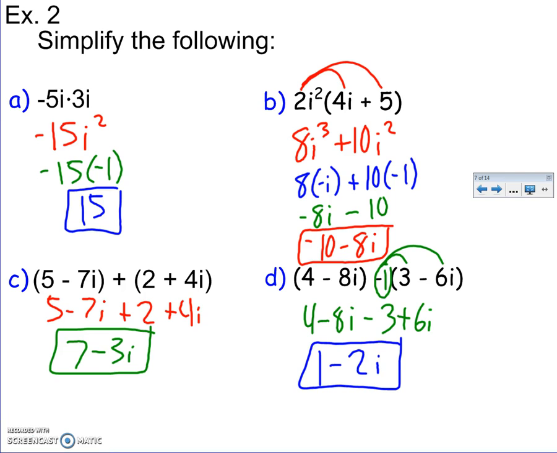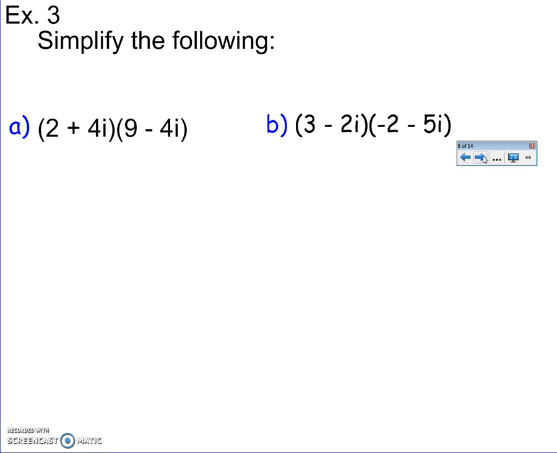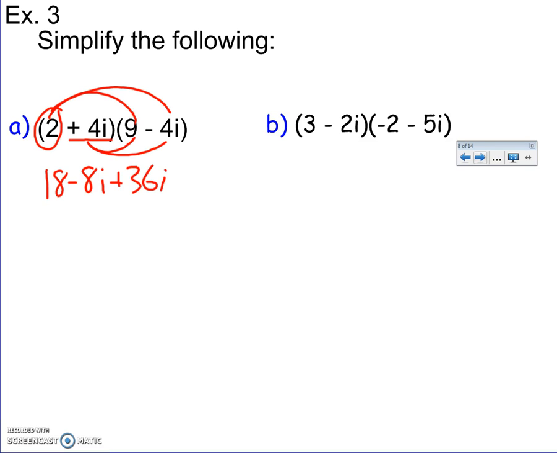That's my answer there. So besides distributing, multiplying, adding, subtracting, you can still do this FOIL, or again, it's just distributing. So I'm going to multiply this by both of these. So 2 times 9 is 18. 2 times -4i is -8i. Then this times both of these. +4i times +9 is +36i. +4i times -4i is -16i squared.